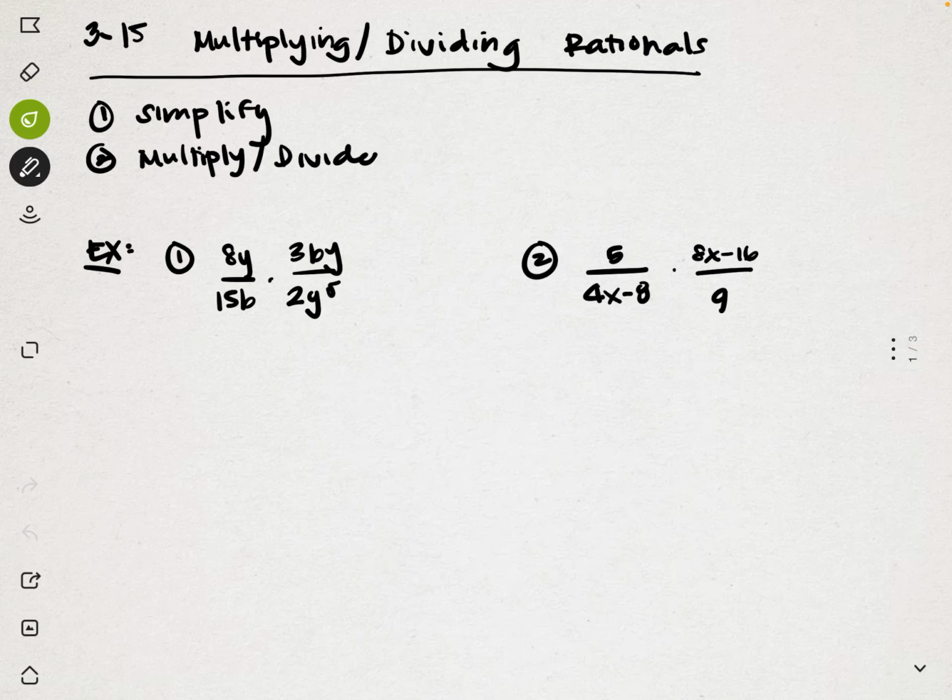Welcome back. Today we're looking at 3-15, multiplying and dividing rationals. So generally, the first thing we're going to do is simplify as much as possible. Then we're going to try to multiply and divide. And hopefully at that point it'll be in simplest form. But if it's not, then we'll just go back and make sure that it is.